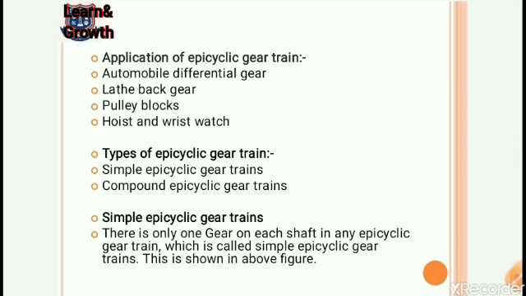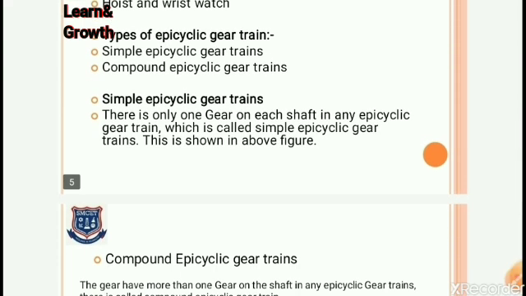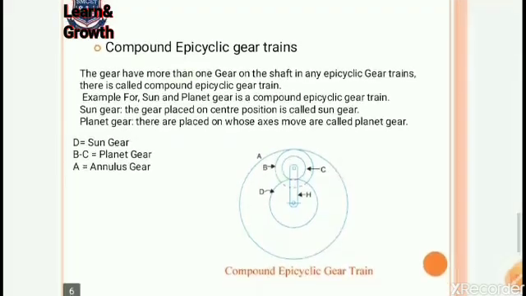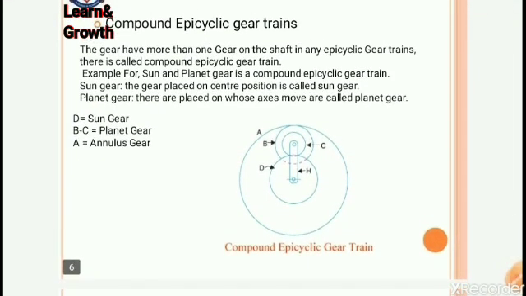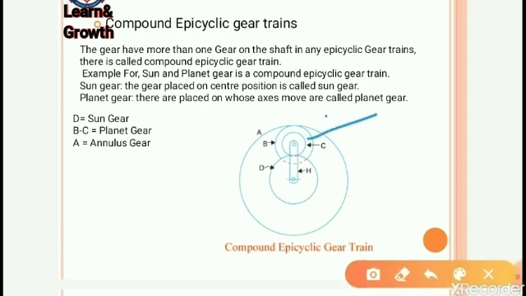In the simple epicyclic gear train, there is only one gear on each shaft. This is called the simple gear train. And in the compound epicyclic gear train, there is more than one gear on each shaft. In the figure, we can easily see that gear B and C are attached on a single shaft, and gear number D is attached on another shaft.